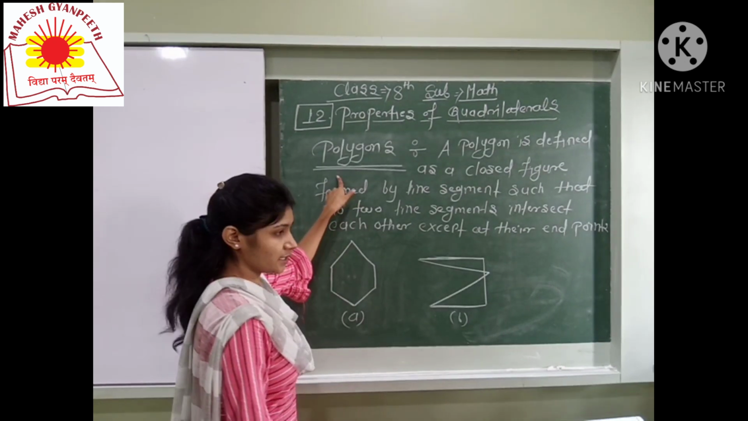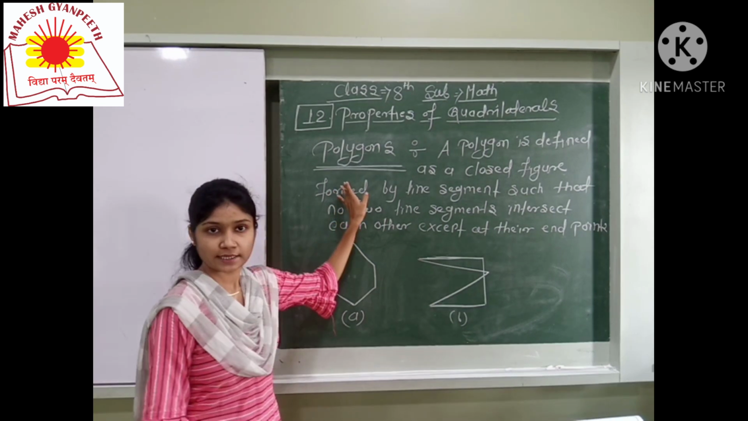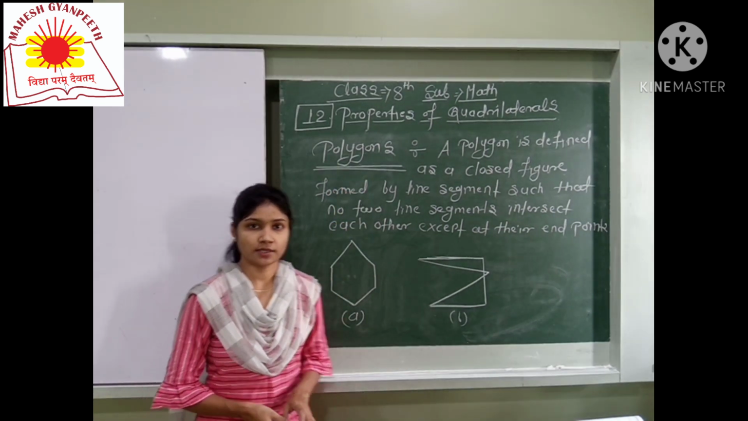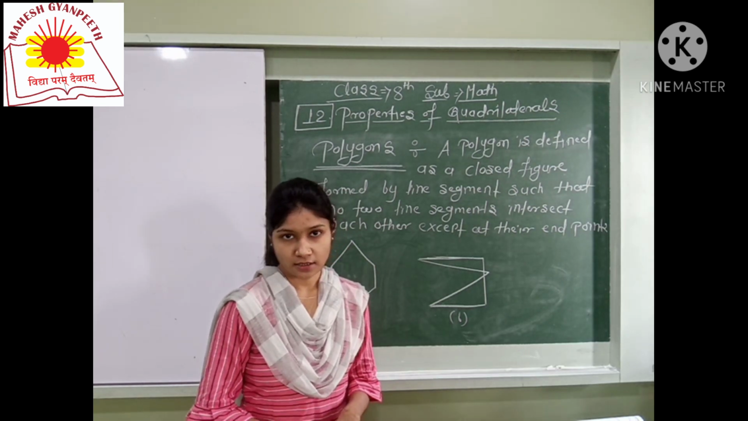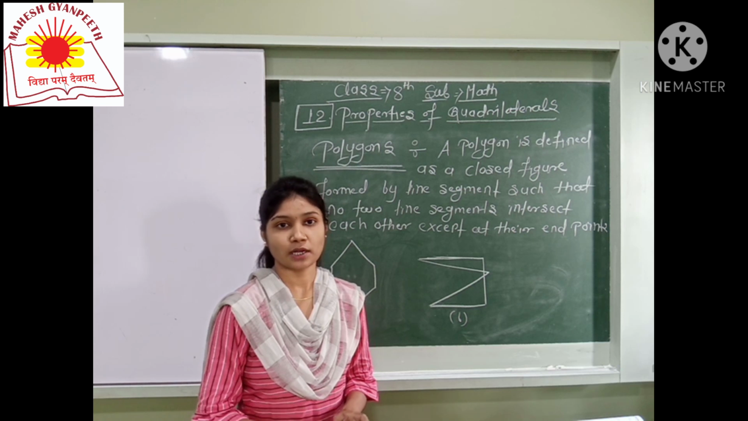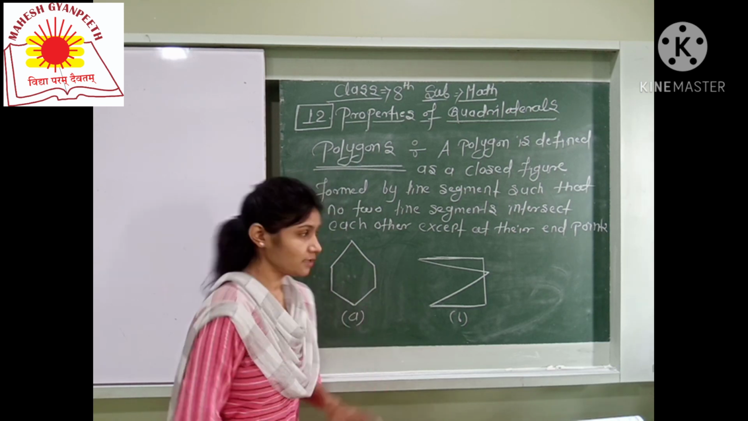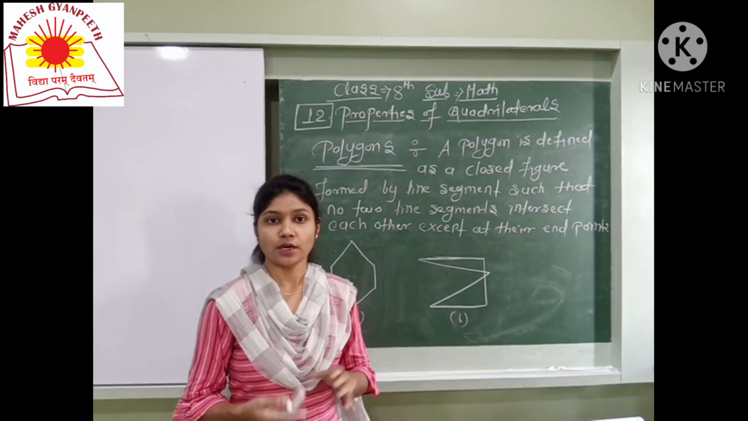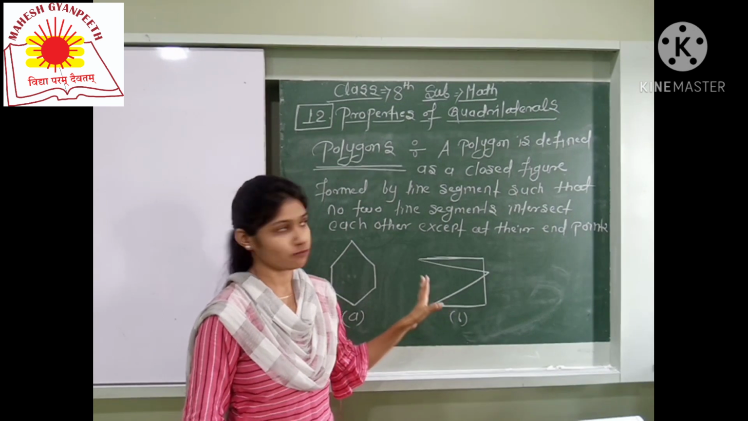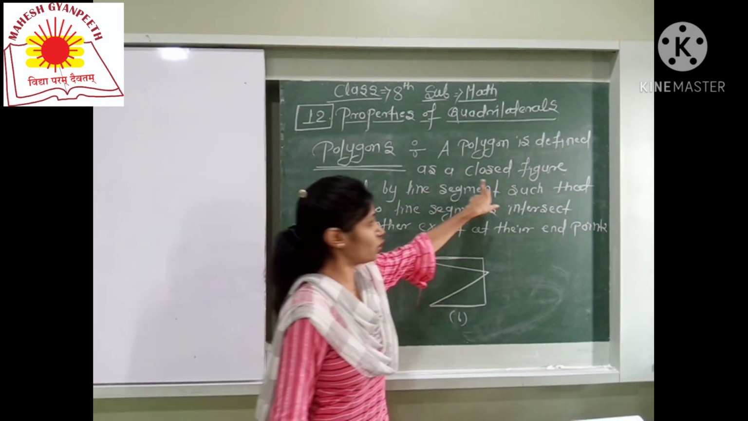Now, after the parts of a simple closed figure, the next topic is the polygon. The general definition of a polygon is a simple closed figure joined by line segments. That is the simple definition of a polygon. But in our textbook, the definition of a polygon is: a polygon is defined as a closed figure.